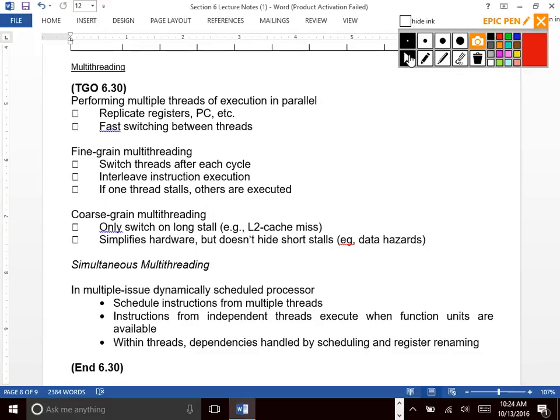Coarse-grained multi-threading only switches on a long stall, meaning we have some sort of level 2 cache miss. Remember from average memory access time, we had a level 1 cache miss and we were able to get it quickly. But if we have to go to the second level, then we would do this coarse-grained multi-threading. It simplifies the hardware that handles the overhead for switching, but it doesn't hide shorter stalls. The whole goal of fine-grained multi-threading is that the moment we get a stall, we immediately run another instruction, right? But with coarse grain, we get a stall, it still stalls. Okay, now we should switch.